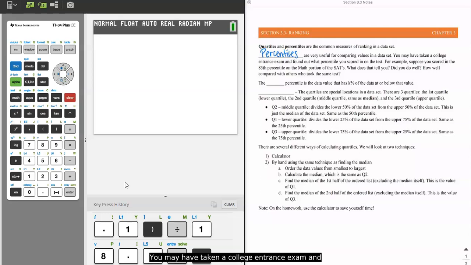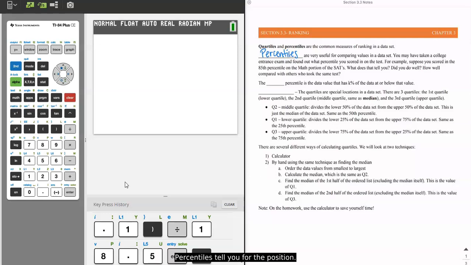are very useful for comparing values in a data set. You may have taken a college entrance exam and found out what percentile you scored in on the test. For example, suppose you scored in the 85th percentile on the math portion of the SATs. What does that tell you? Did you do well? How will that compare with others who took the same test?